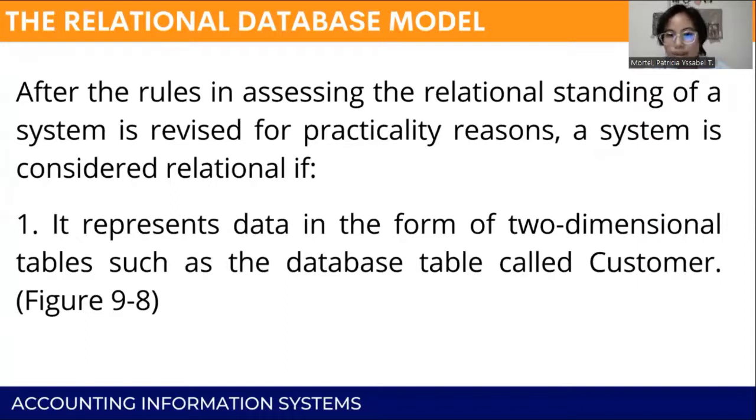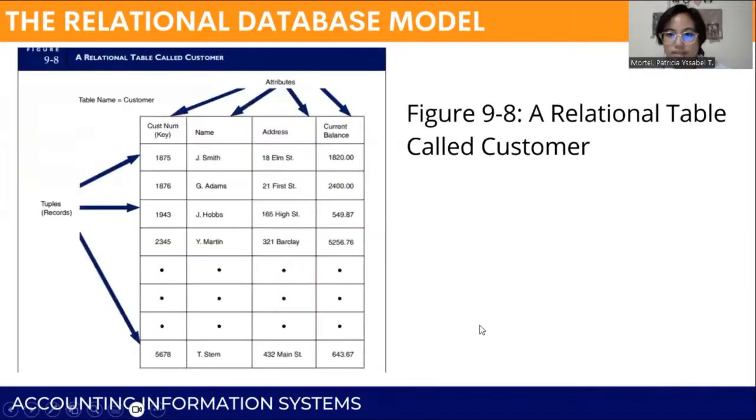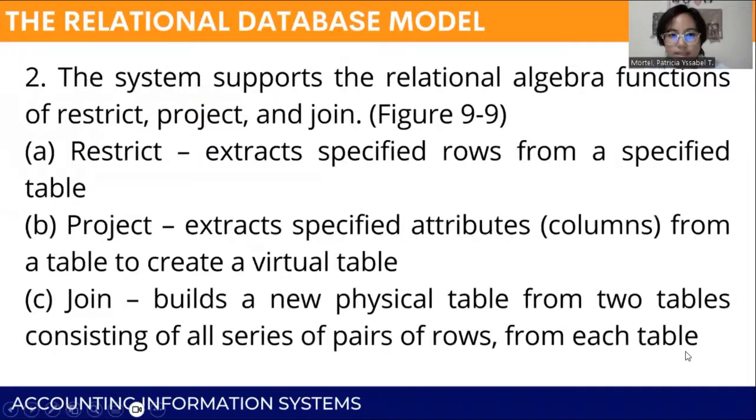Therefore, for practicality reasons, other theories suggested a less rigid or more flexible set of standards in assessing the relational standing of a system. Consequently, a system is considered relational if it represents data in the form of two-dimensional tables, such as this table called the customer. Another is the system supports the relational algebra functions of restrict, project, and join.